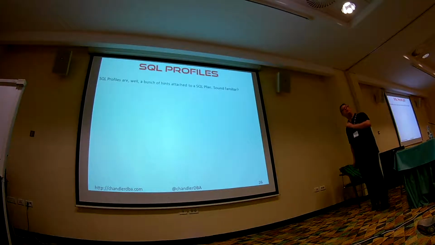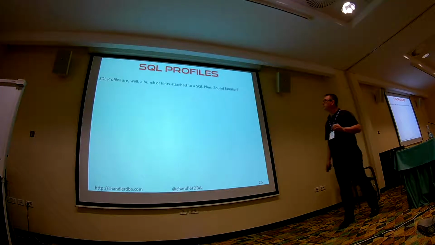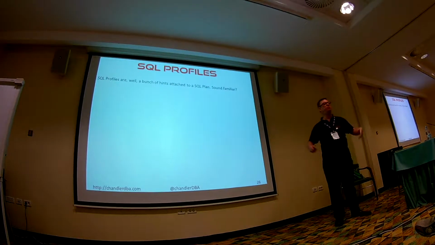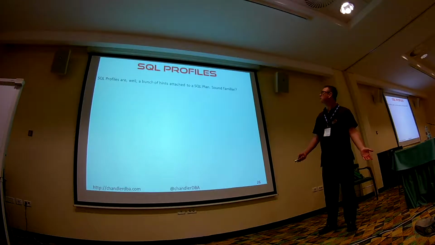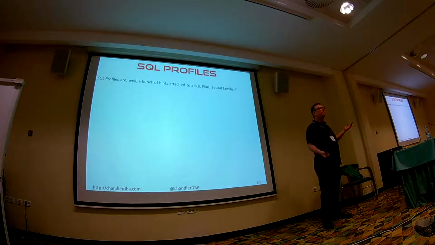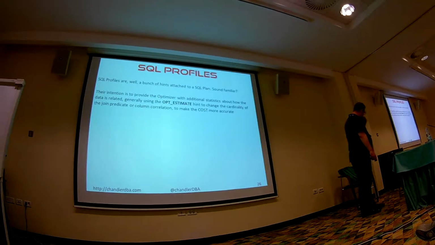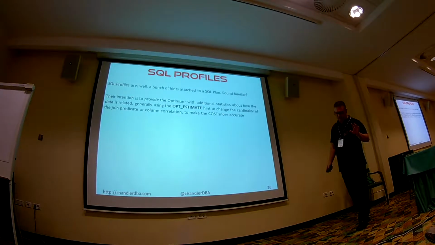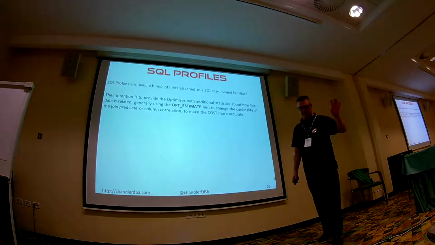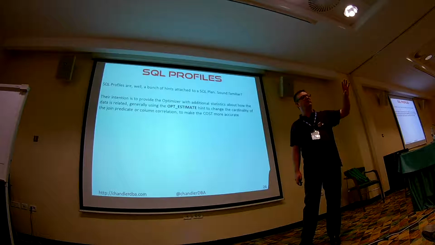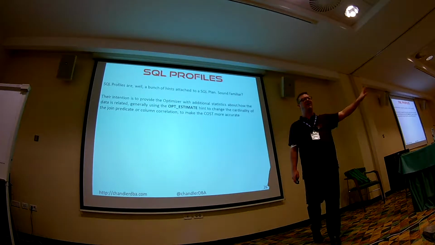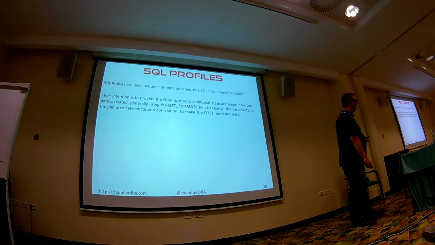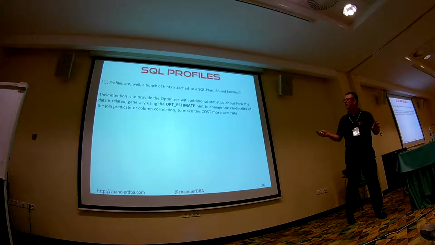On top of that, we've got SQL profiles. Now, SQL profiles are basically a bunch of hints. Sounds quite familiar. But they've got one extra wonderful hint in there, which is called opt-estimate. An opt-estimate is a hint that came along with profiles, which basically tries to adjust the join cardinality of your query to make it more accurate.